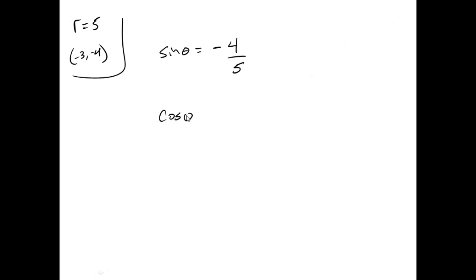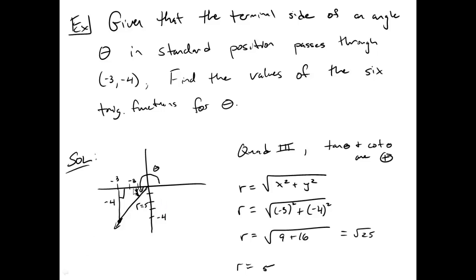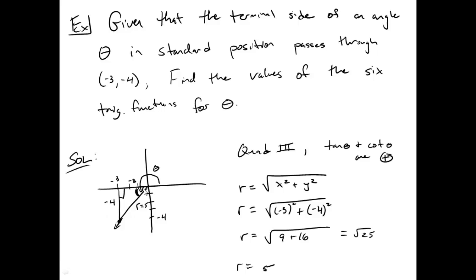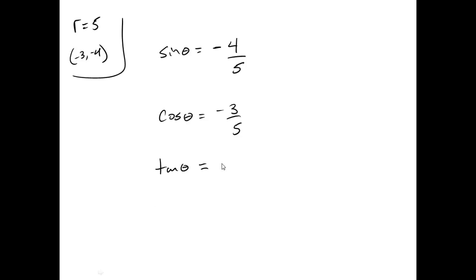Cosine theta would be equal to adjacent to this angle over hypotenuse, which will be negative 3 over 5. So that distance is negative 3 over 5. And cosine should be negative because we're in quadrant 3. Tangent theta should be equivalent to the opposite over adjacent. So we're looking at negative 4 over negative 3. Remember, tangent is supposed to be positive, so I can write it this way, negative 4 over negative 3, but it's going to equal 4/3.